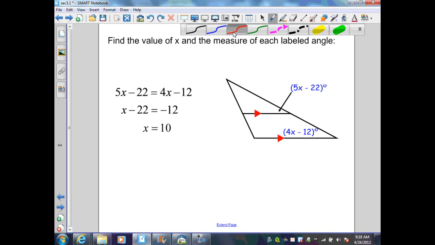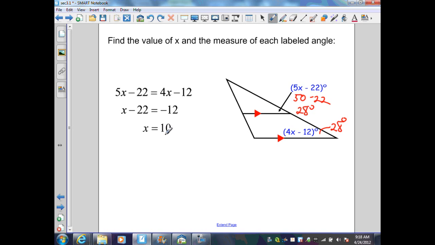Now I find the measure of the angles. So 10 times 5 is going to give me 50. 50 minus 22 is going to give me a 28-degree angle. And I know that these two angles are congruent. So this angle also has to be 28 degrees. I can prove that by substituting in 4 times 10 is 40. 40 minus 12 is 28 degrees.